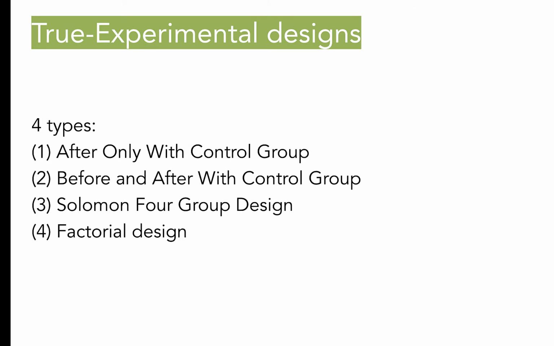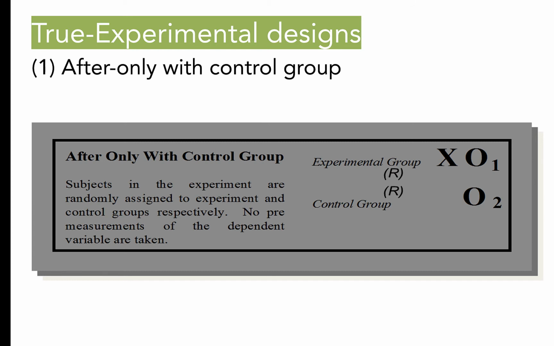The 4 types we're going to discuss are after-only with control group, before-and-after with control group, Solomon 4 group design, and factorial design. The after-only with control group looks exactly like that static group comparison we discussed in the pre-experimental designs. The only difference is that there is random assignment of individuals to either the experimental group or the control group. So this random assignment at least helps overcome or prevent the issue of selection bias, for example. So at least you know that the 2 groups, experimental group and control group, are comparable.